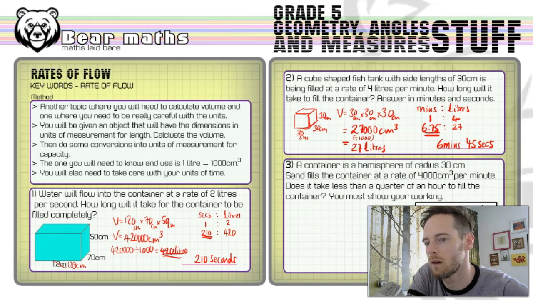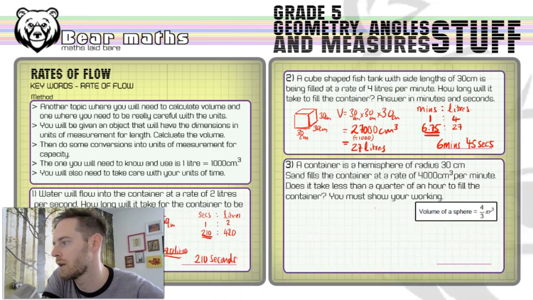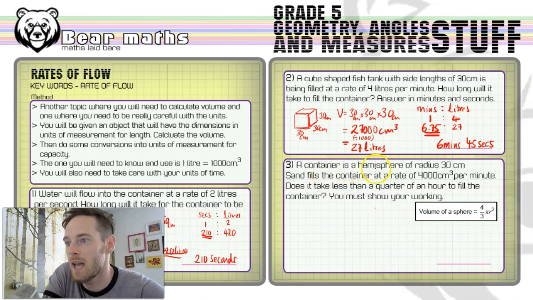Anyway, let's move over and have a look at this third and final one in this problem here. Now, number 3, we've got a container that is a hemisphere. Now, a hemisphere is just half of a sphere. It's got a radius of 30 centimeters, and sand fills the container at a rate of 4,000 centimeters cubed per minute. Sand isn't water, but it's a liquid-like substance, isn't it? Does it take less than 1/4 of an hour to fill the container? You must show your working.